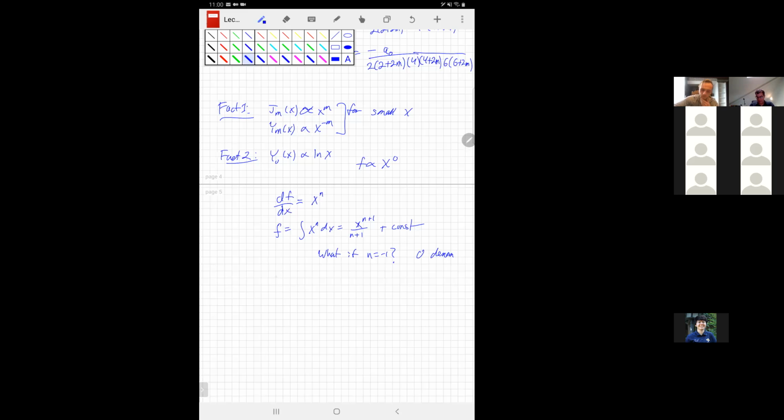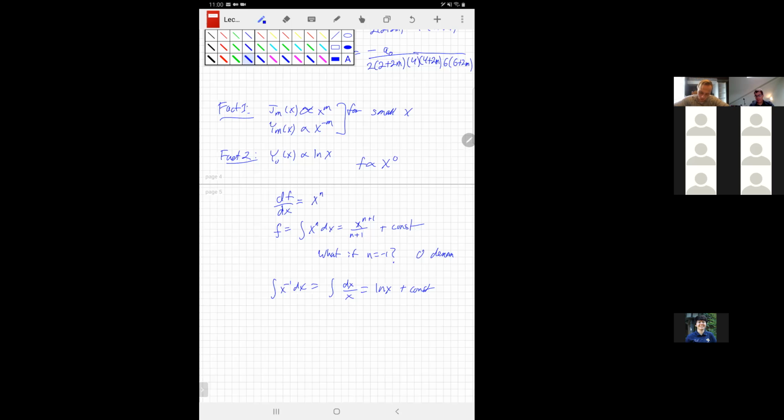But then we've got the integral of x to the -1 dx, which is the integral of dx over x, which is equal to ln of x plus a constant. So it's often the case that if a very simplistic approach would say, hey, we've got to have x to the 0 here, then a more subtle approach would say, maybe we've got a logarithm.